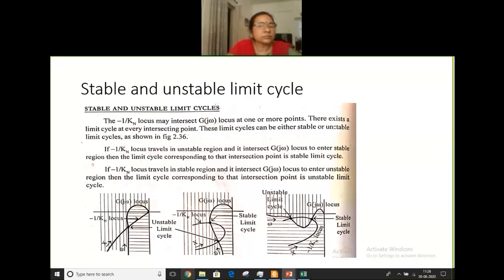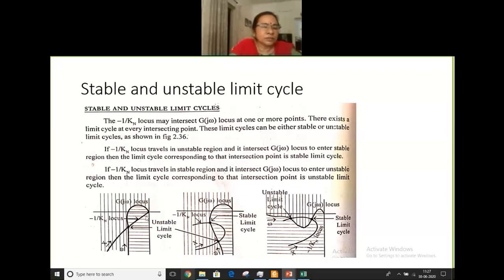So you have got two plots. This plot is the minus 1 by Kn locus and this one is the Gj omega locus. You can see these two figures. We need to say whether the minus 1 by Kn locus is enclosed by the Gj omega locus or not. For that, you have to travel in this direction. When you travel along the curve, the right side of the path is enclosed. Getting or not? This is enclosed.